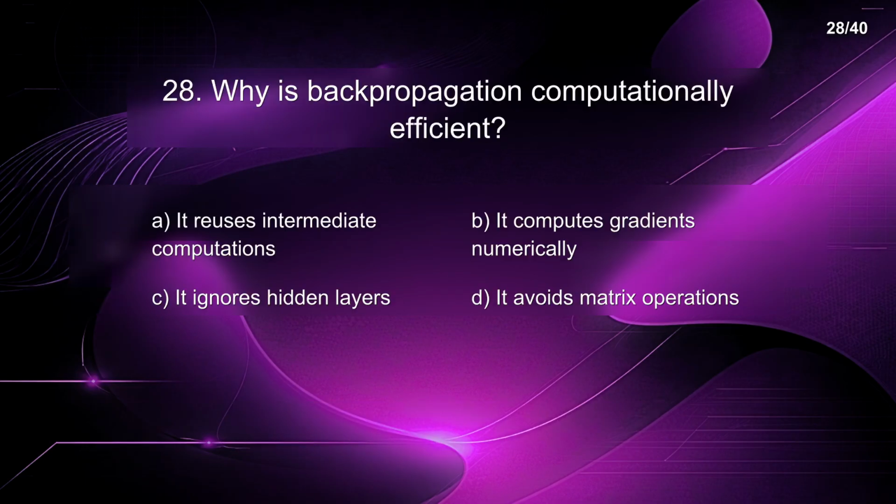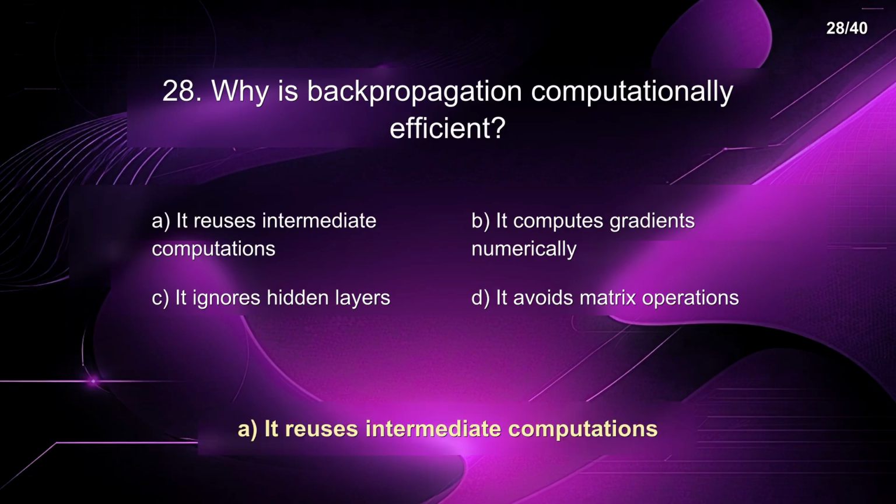28th question. Why is backpropagation computationally efficient? A. It reuses intermediate computations. B. It computes gradients numerically. C. It ignores hidden layers. D. It avoids matrix operations. Correct answer is A. It reuses intermediate computations.